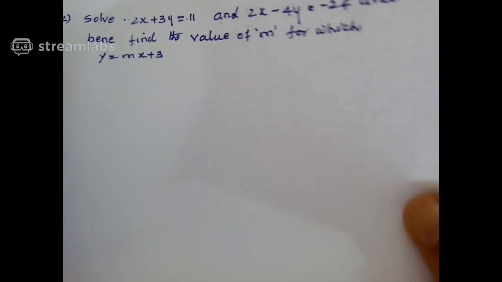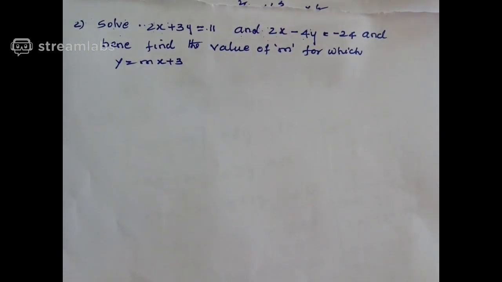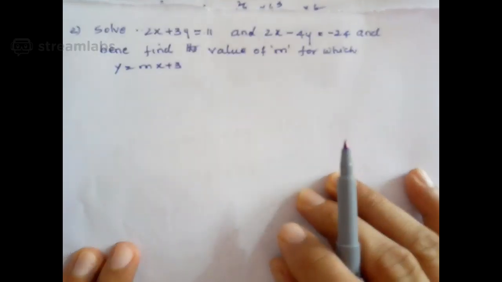Next in that exercise, second main: solve 2x plus 3y is equal to 11 and 2x minus 4y is equal to minus 24, and hence find the value of m for which y is equal to mx plus 3.